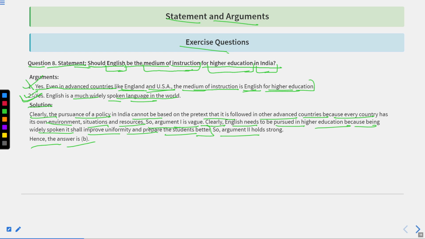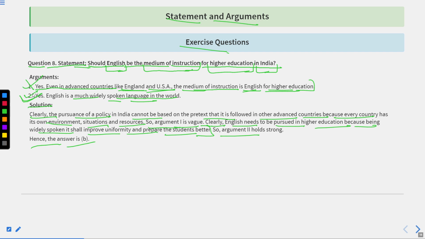So my dear students, now you must be confused here. You must be feeling that, sir, in the first option we understand that there was a comparison. Then you talked about an argument which says that English is a much widely spoken language in the world. But there are other languages also which are widely spoken. Let's talk about Mandarin, the Chinese language, which is being used in a lot of places. What exactly will assist us in understanding that this argument is a strong argument?